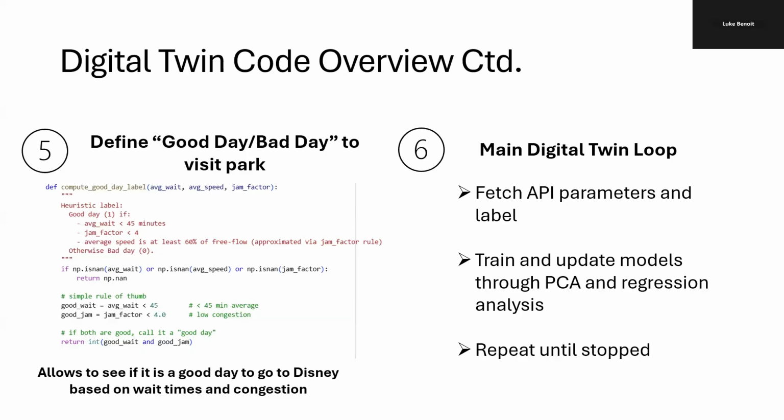The other component is, of course, our main digital twin loop. Here we're fetching those API parameters for the wait times and the traffic in the area. We train and update the models through the PCA and regression analysis, and we continuously do that until stopped.